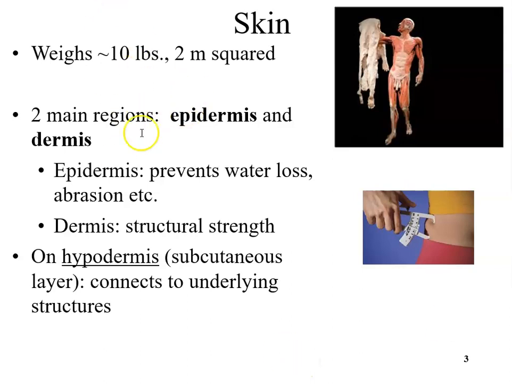Epi means above, like the epigastric area was above the umbilical area. Epidermis is the top layer of the skin. And then hypo, like hypotonic, was lower solute content. This means low or below. So this is the layer found below the dermis.